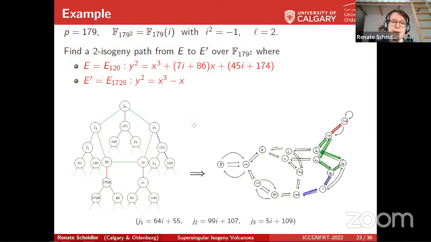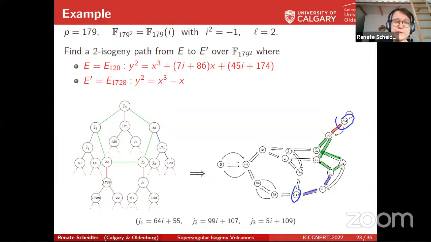And here's a picture. This is the oriented volcano. This is the messy, random, unoriented graph. This is the path we want to find. I don't know how well you can see these numbers. Here's your 120, and here's your 1728. We want to walk from this 120 to this. And the path, well, we walk first this blue piece, then we hit a rim. So we walk a piece of the rim and then we hit a red piece.